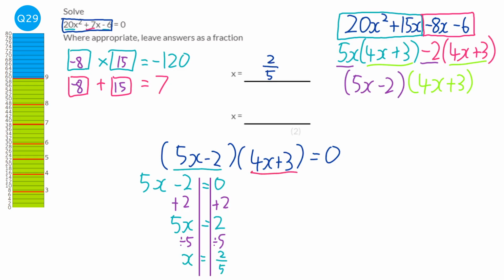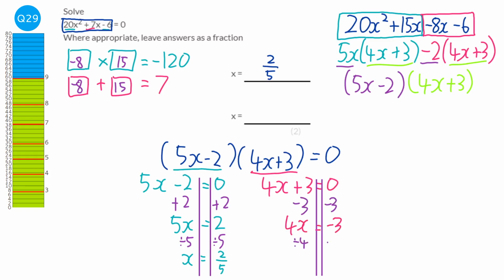We'll do exactly the same thing to the other side. So we're going to get it equal to 0. Get our lines down. And we're going to subtract 3 both sides. That'd be 4x equals -3. And we're going to divide by 4 both sides to get x equals. So x equals, that'd be -3 over 4. So our other solution is -3/4.